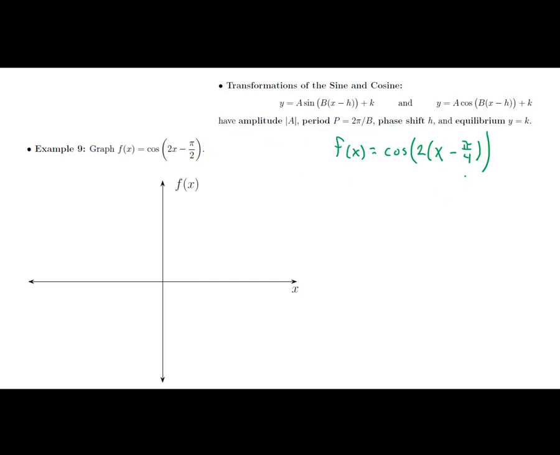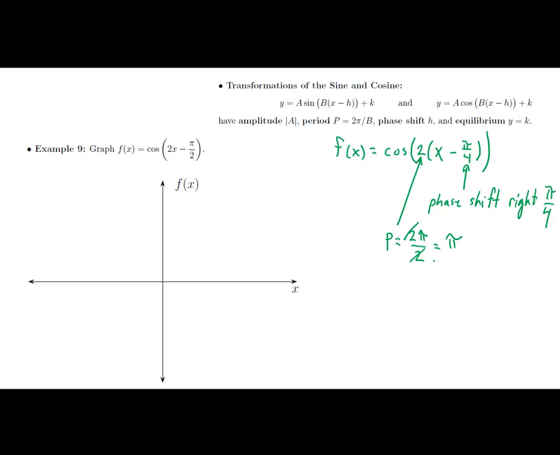So here's what this tells me. This tells me that I have a phase shift, and since it's minus, it's to the right, pi over 4. And I couldn't see that over here, but now I can. So I have a phase shift to the right, pi over 4. And then, of course, the 2 is telling me that my period is 2 pi over 2, which is equal to pi.